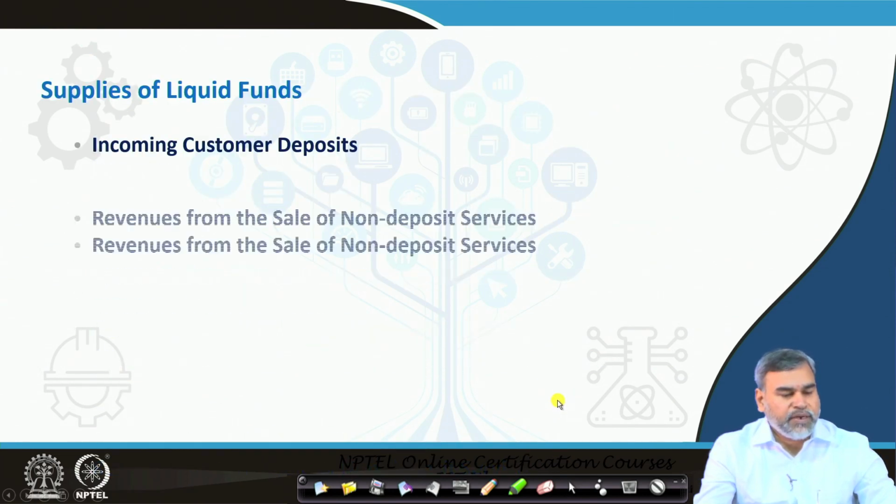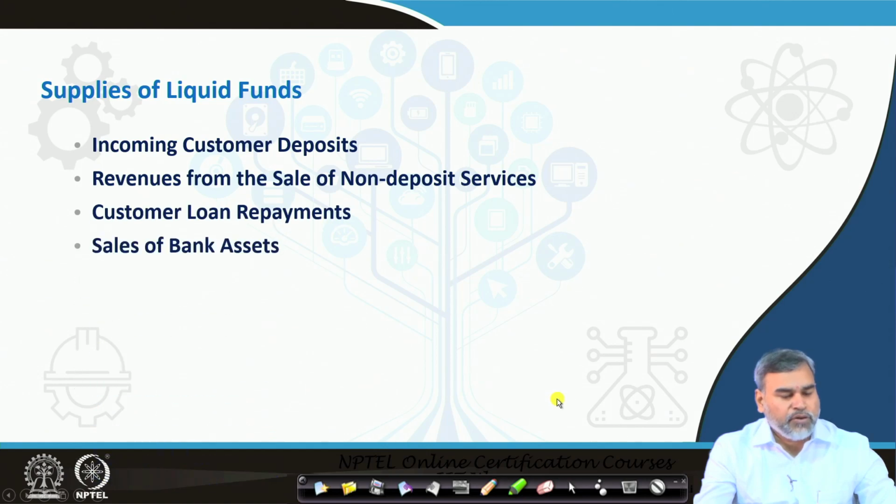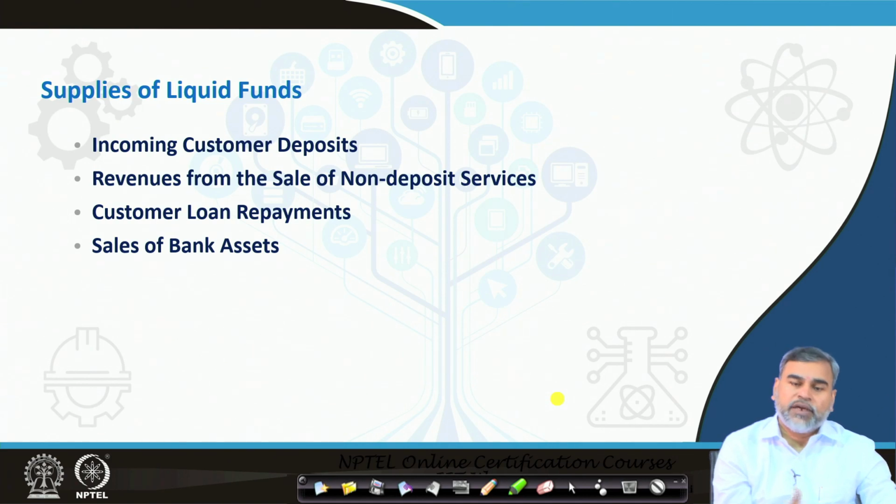Then what are the different kinds of supplies of liquid funds? Now we talk about the different types of sources of supply for liquid funds. Already we know that the major factor affecting the supply of liquid funds is customer deposits. How much deposit the customer is making? Customer deposit is the major factor. Then you have the revenues from the sale of non-deposit services. You can also generate certain revenue by selling these non-deposit services.